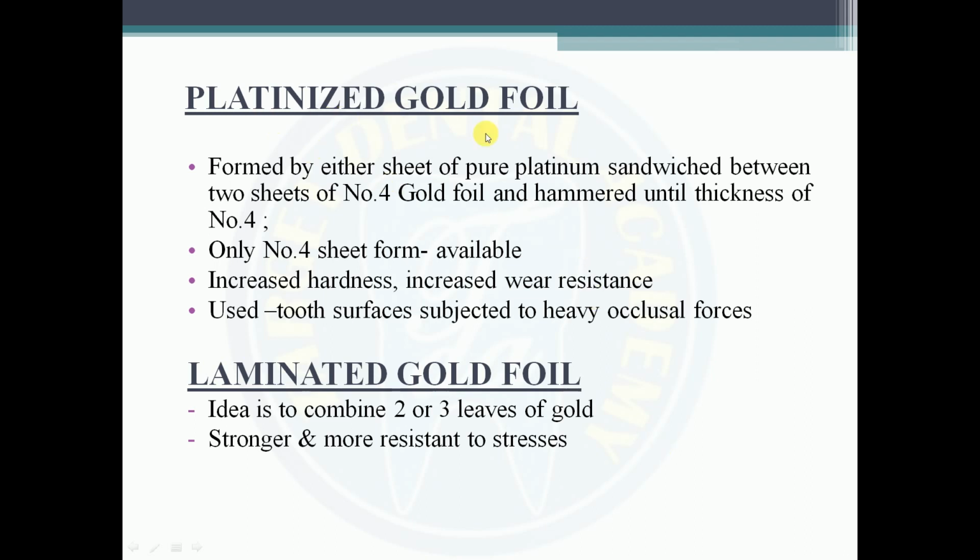Coming on to the platinized gold foil, it is formed by a sheet of pure platinum sandwiched between two sheets of number 4 gold foil and hammered until the thickness of number 4. Only number 4 sheets are available in this form, which increases hardness and wear resistance. It is used on tooth surfaces subjected to heavy occlusal forces.